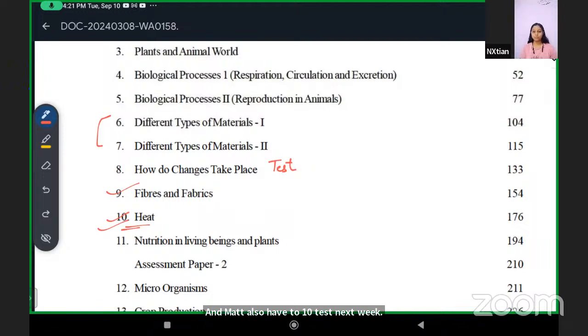What is maths chapter 10? It's angles, ma'am. Yes, it's about angles, an introduction to geometry. Okay, we'll take a test of that and a test of Heat also, both the chapters next week. I think Tuesday, Wednesday, probably.